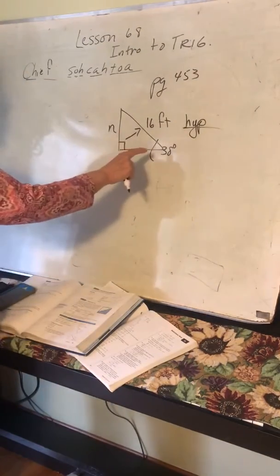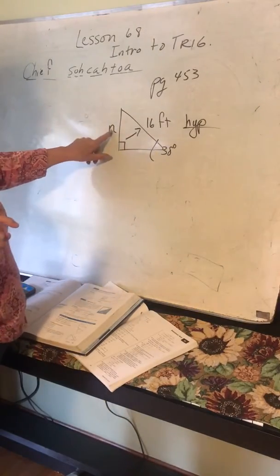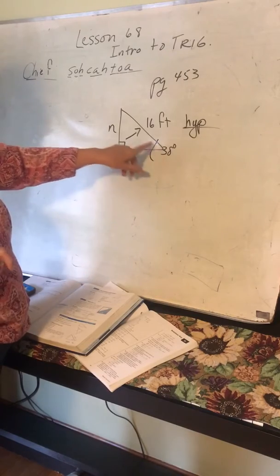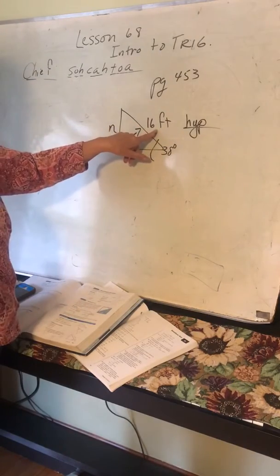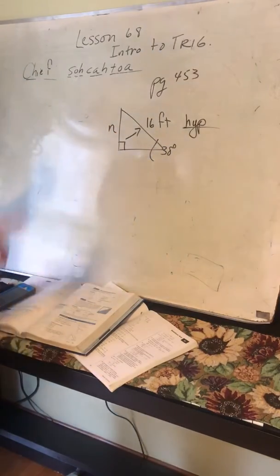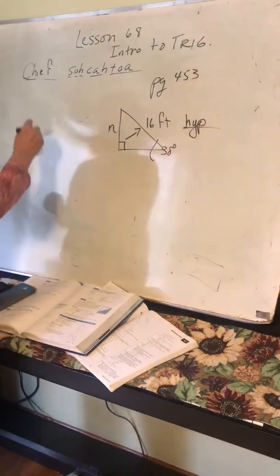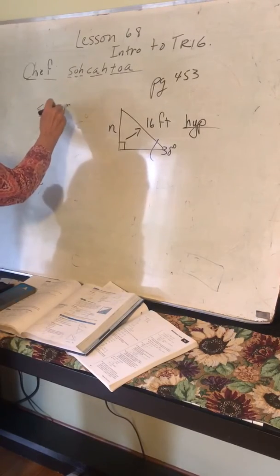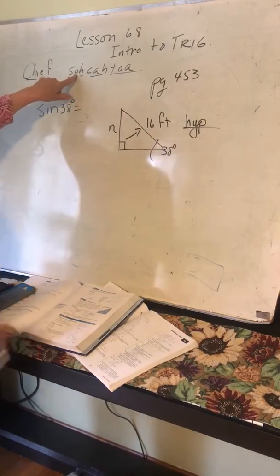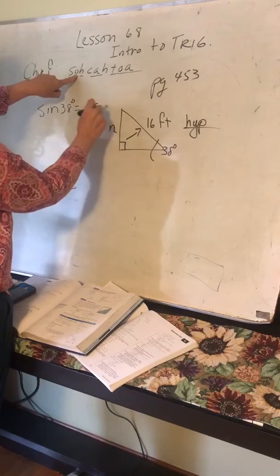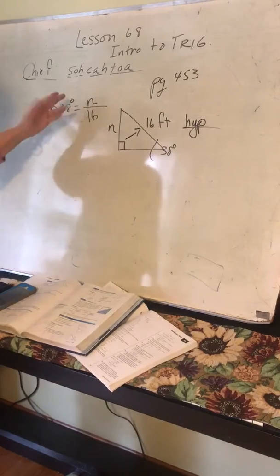So what are we looking for? Well, to this angle, when I stand here at this angle, this is the opposite side. And this is the known we have, which is the hypotenuse. So we're looking for opposite and hypotenuse, aren't we? Which one are we going to use? We're going to use sine. The sine of 38 degrees is equal to the opposite, which we don't know, over the hypotenuse, which is 16. This is another one of those right here.